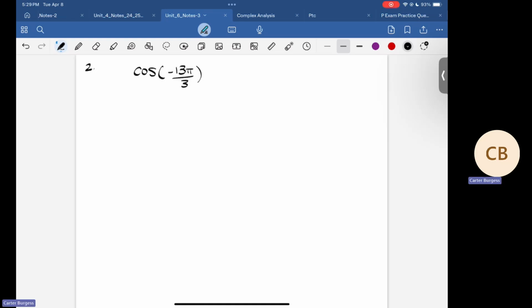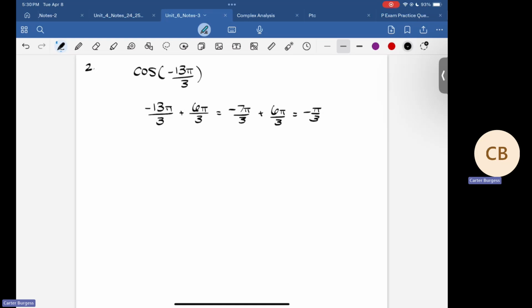In this case, adding 2 pi, so negative 13 pi over 3 plus 2 pi, which I'm going to write as 6 pi over 3, gives me negative 7 pi over 3, which is still not something I recognize, and it's still negative. So I'm going to add another 6 pi over 3, which is going to give me negative pi over 3, which feels like I recognize it.